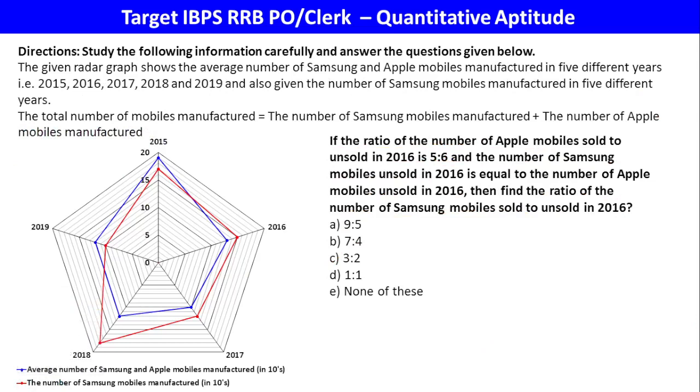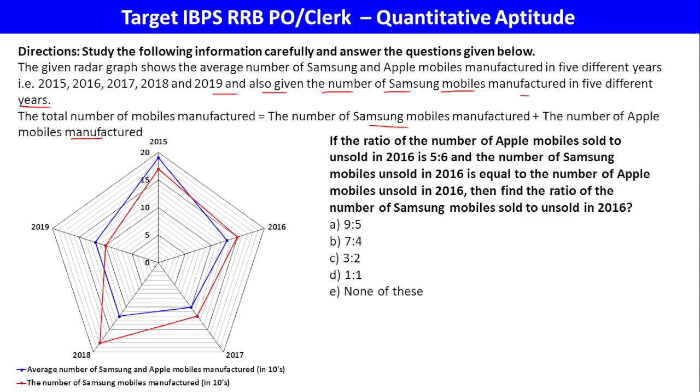The given radar shows the average number of Samsung and Apple mobiles manufactured in 5 different years. Right. And also Samsung mobiles manufactured. Right. Total is Samsung plus Apple.